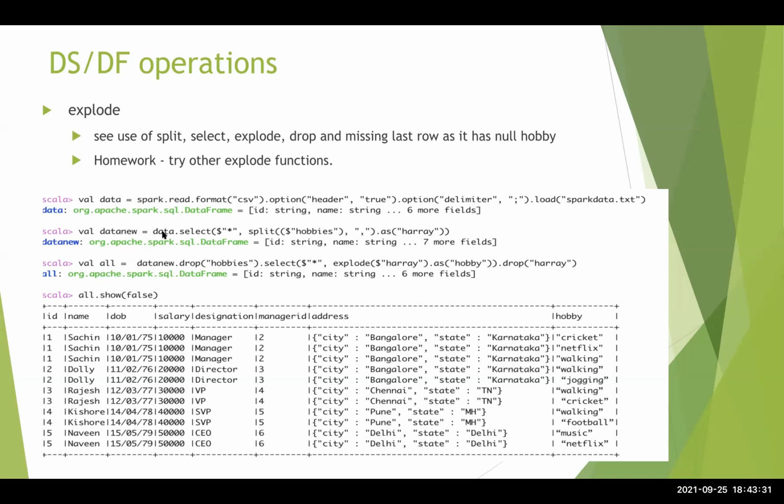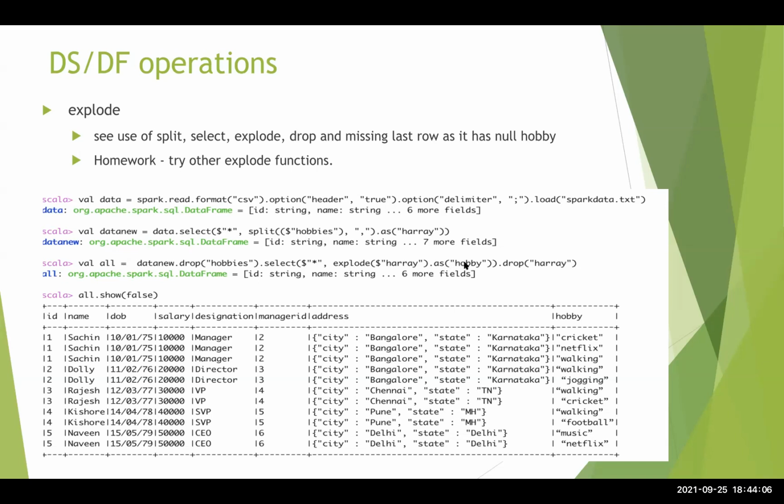So I use this, I say data.select, whatever all columns I have are good, but split this hobbies column. I used comma as a delimiter and convert it to an array. And if you print the schema, you will see that the last column is an array. So now what I do is I drop the hobbies column, because it was a comma separated list. Then I select everything and explode array. So this is where I'm exploding the hobbies column.